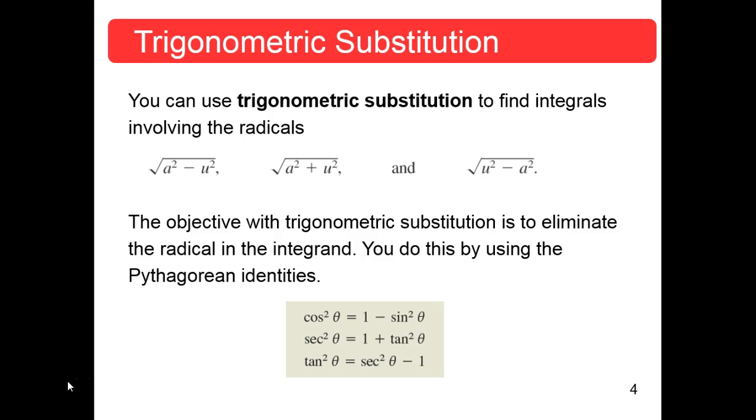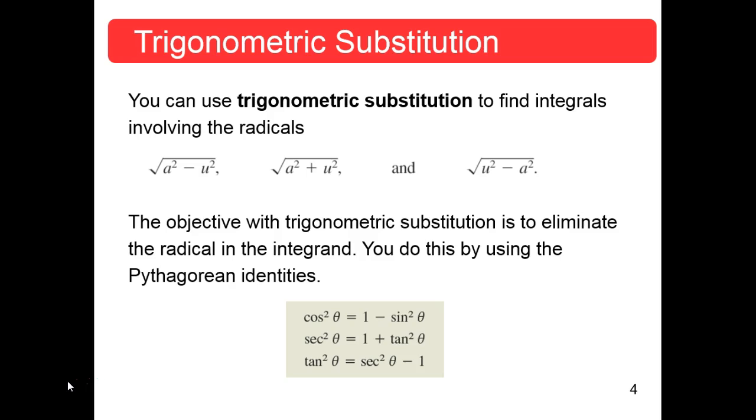So the objective with the trigonometric substitution is to eliminate the radical in the integrand. To do this, you use these Pythagorean identities. Boy, have we seen these before, okay? Now, cosine squared theta is 1 minus sine squared theta. Hint, take a look at this, okay? Something minus something squared inside a radical, that means this thing represents something like a cosine.